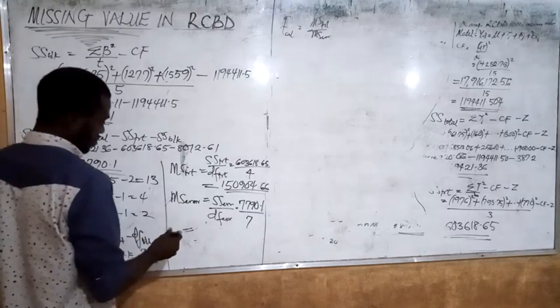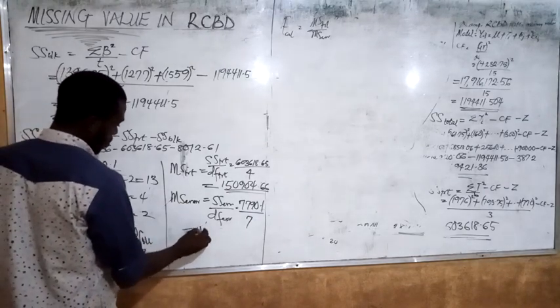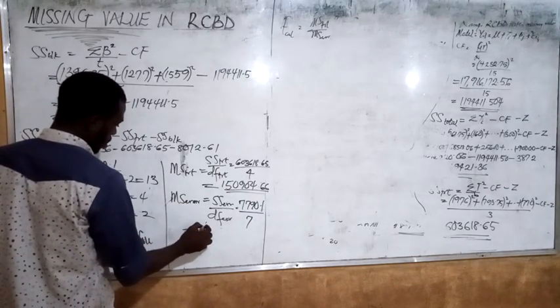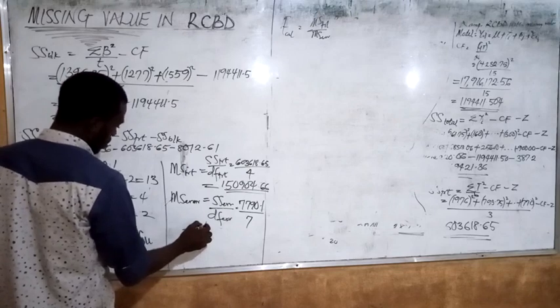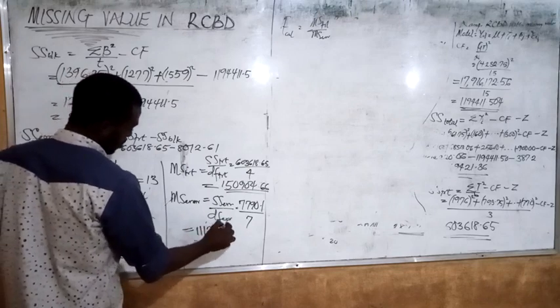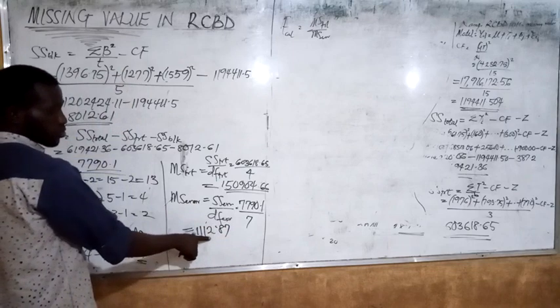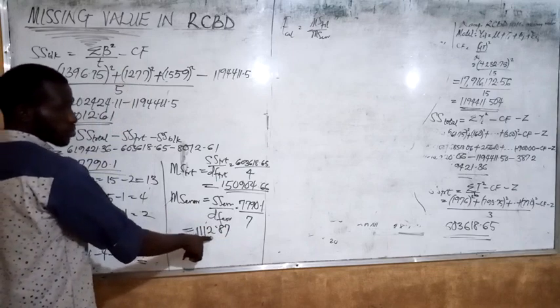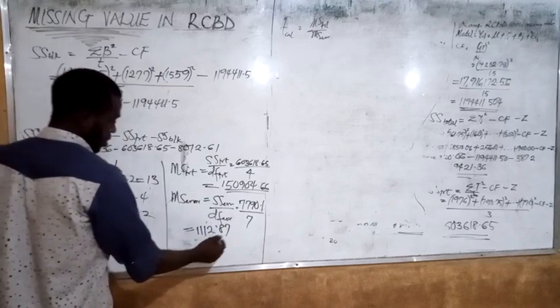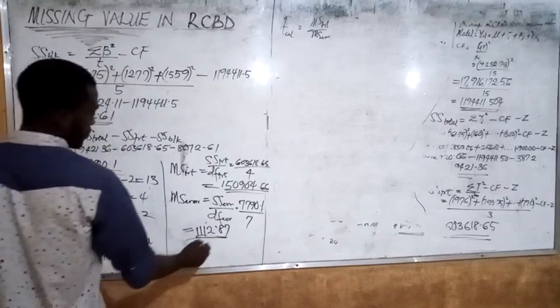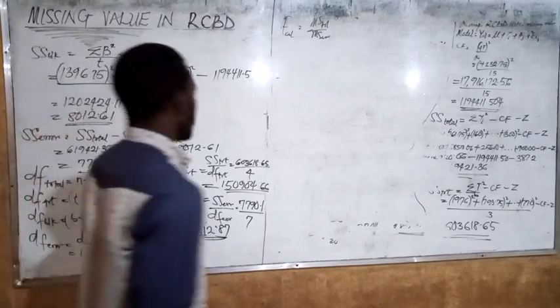That is what? 1. 0.87, like this. 112.87. All right. So that is our MS error. So we now go to our F.